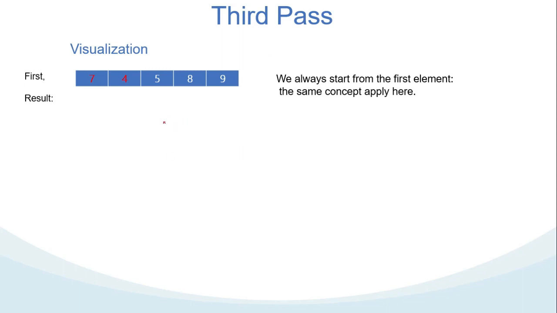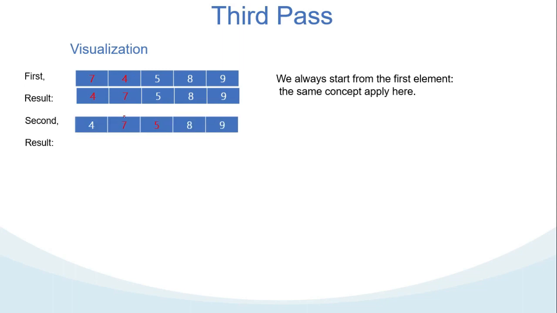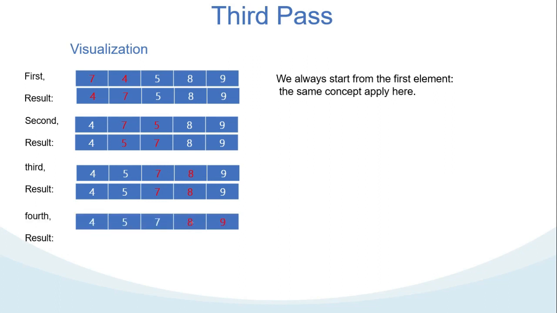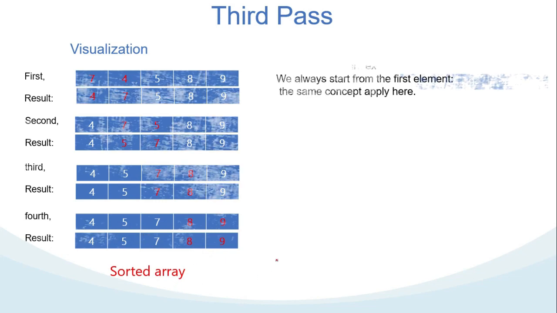We also start reading from the first element, compare it to the second element, and here is the result. Again, we continue doing the same. We start reading from the second now, compare it to the third index, and here is the result. And then we continue reading from the third, compare it to the fourth, and here is the result. And then again, we read from the fourth, compare it to the last, and here is the result. Now, all the numbers in the array have been sorted.